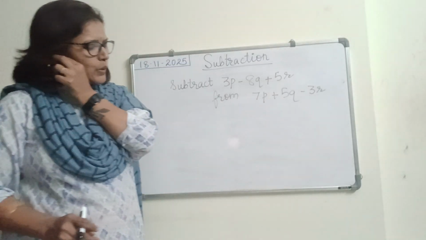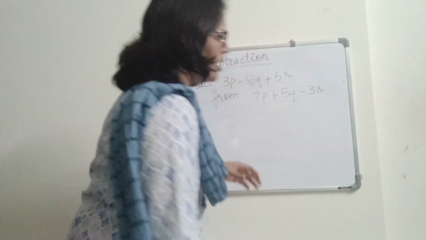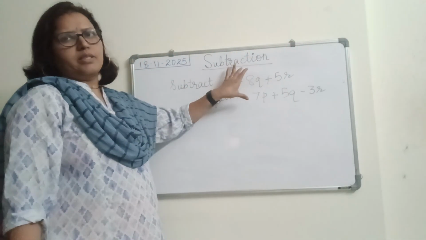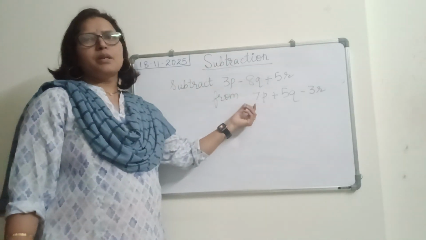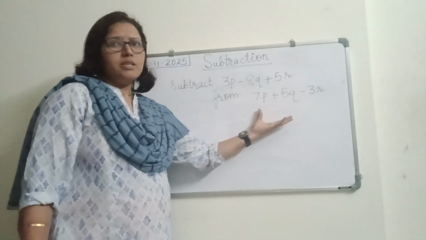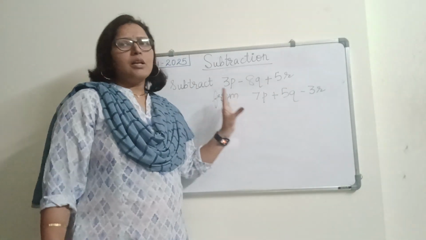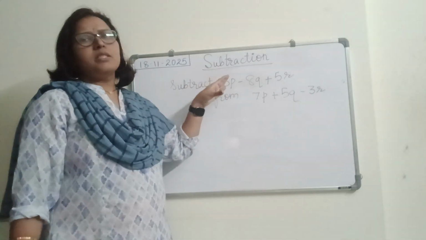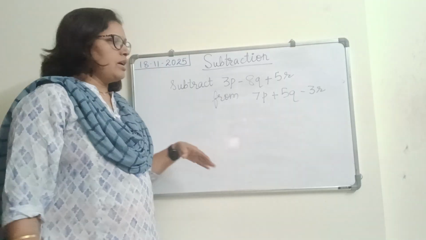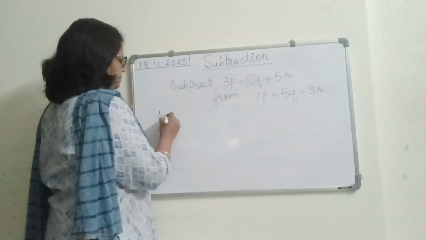So here the question asks us to subtract this from this. Whenever you are doing the subtraction, the part after "from" will come on the top, and the part after "subtract" will come on the bottom. So now, the solution here.